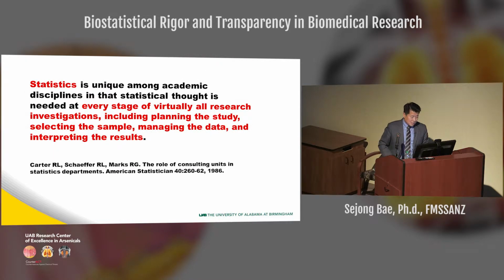So Dr. Carter talked about statistics being unique among academic disciplines in that statistical thought is needed at every stage of virtually all research investigation, including planning the study and selecting the sample. If I get to know the study better, a statistician can help better design the study, do better sampling, and manage the data as well as interpret the results.